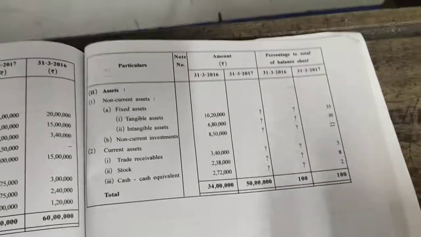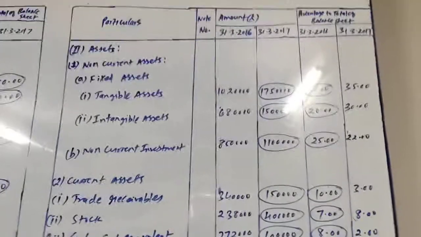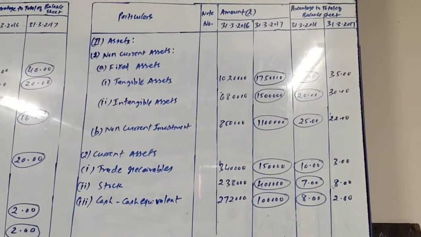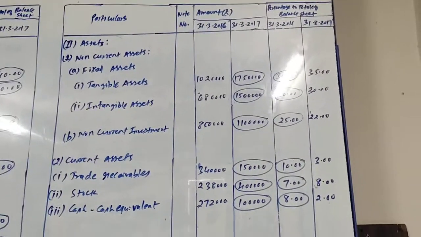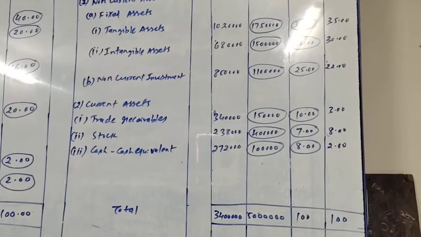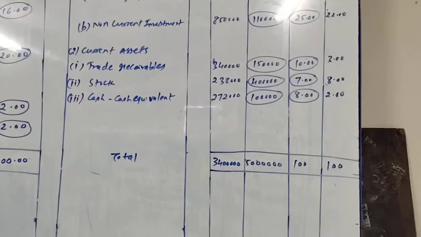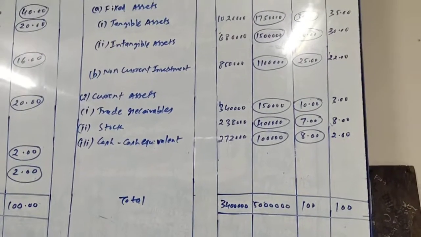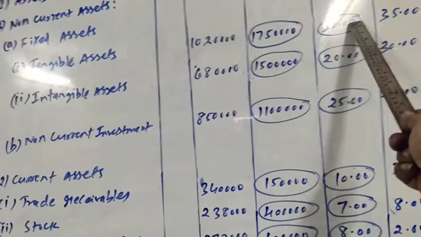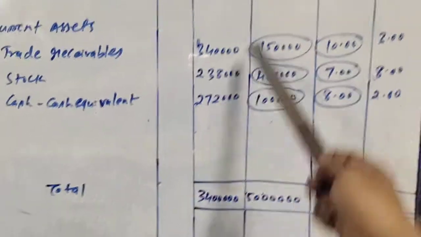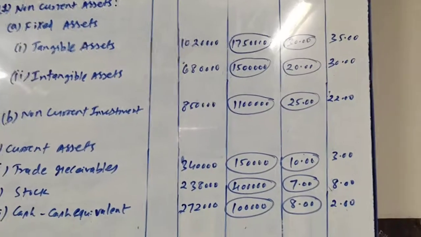Okay, so let us see how to do this. Here it is. We can see that for the year 2016, tangible asset of 10 lakh 20,000 is given, and the total of the balance sheet is 34 lakh. So 10 lakh 20,000 upon 34 lakh into 100 will give us 30%, which is mentioned here, 30%.